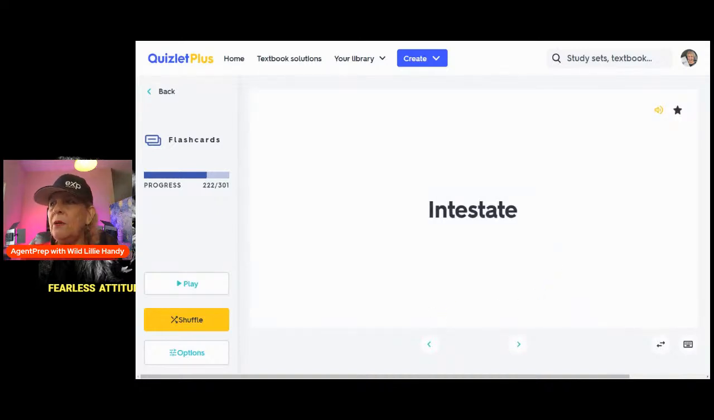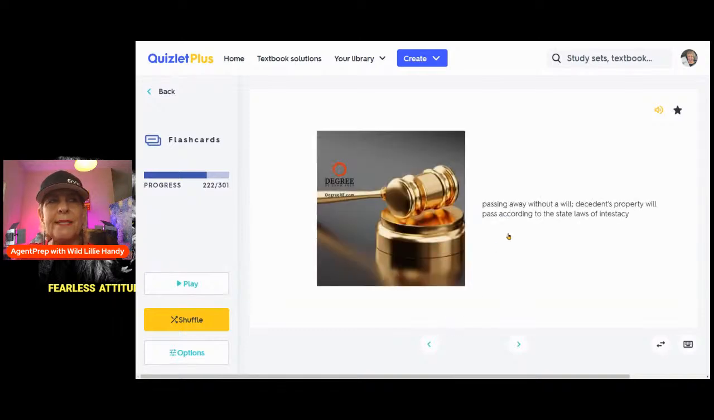Intestate: within, without. So is it with a will or without a will? Passing away without a will. You heard me say within, without. So intestate, without a will. The decedent's property will pass according to the state laws of intestacy. So it could go to the state, right?